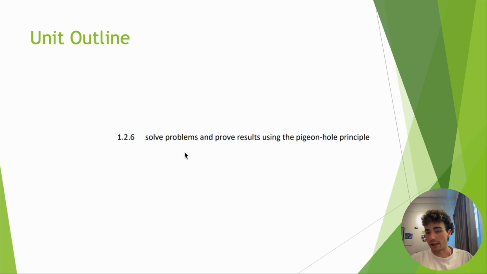So yeah, essentially the unit outline is just solving problems and proving results using the pigeonhole principle. I'll be going over the basic case of the pigeonhole principle and the generalized case of the pigeonhole principle, and then I'll give you some examples of where both of those might pop up in a test question or exam question.